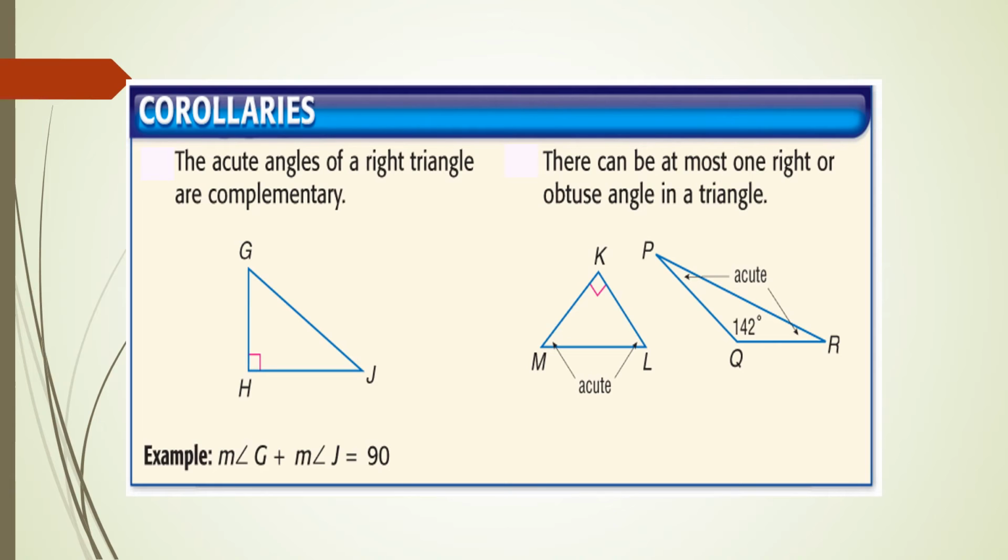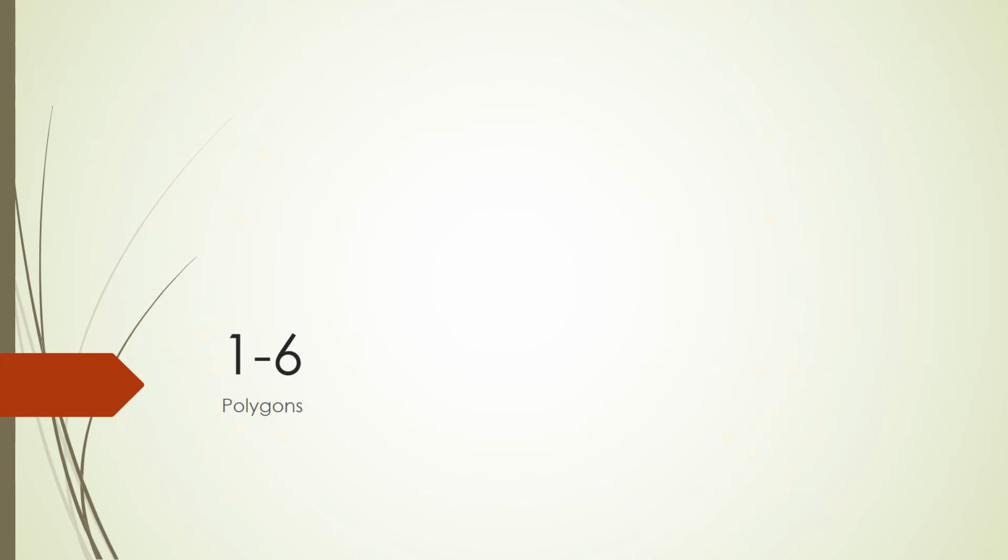Now the other one, on the obtuse angle, you can only have one obtuse angle, and the other two must be acute for the same reason. If they have to add up to equal 180, and in this example you already have 142, well, 180 minus 142, and you have two angles that have to be acute. You cannot have even 91 and 91. It's over 180.